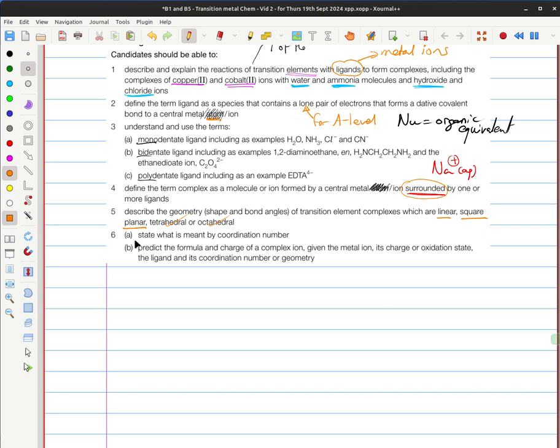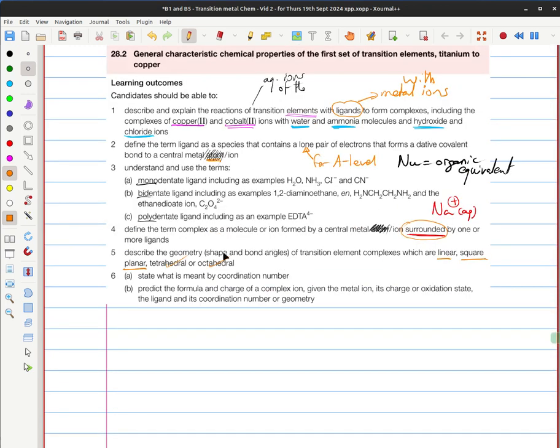After that, state what is meant by coordination number. It's quite easy. Predict the formula and the charge of a complex ion given its metal ion and charge or oxidation state. It's kind of like calculating oxidation number for the previous compounds that we did, like sulfate ions, chromium inside of dichromate ions, and so on. So there's a bit of new stuff here. There's also a little bit of repetition and a little bit of old stuff. So let's get moving.